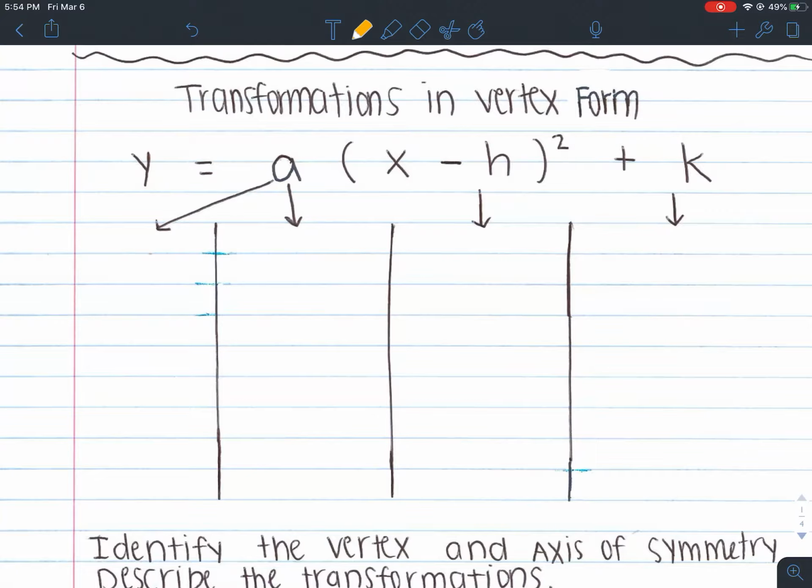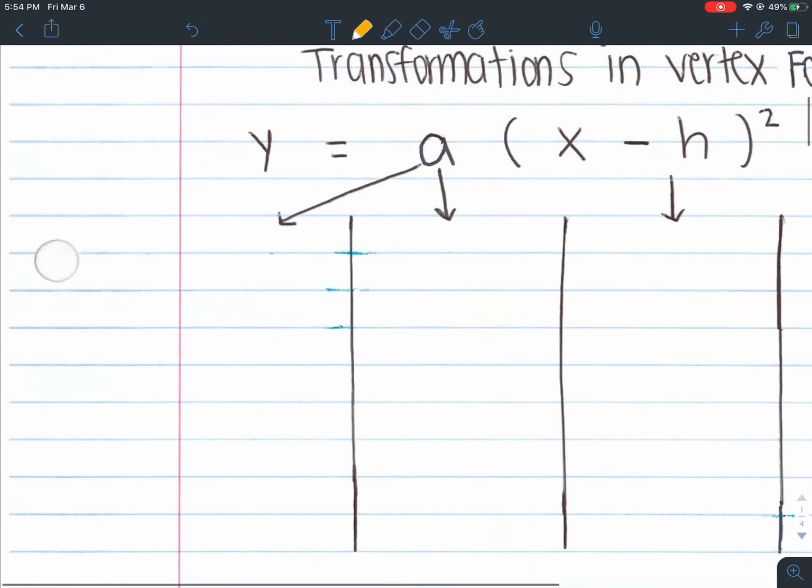I'm going to go ahead and start with the hardest part first, which is the A value. Notice how A has 2 arrows coming out of it. It's because the A value is going to tell me 2 things. It's going to tell me whether or not I have a reflection and whether or not my quadratic is going to get narrower or wider.